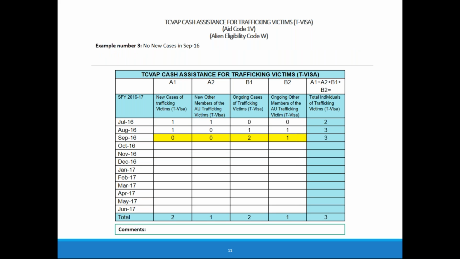Example number three, no new cases for September 2016. However, we have ongoing cases that continue to be eligible for TCVAP cash assistance. This information will be entered in the September 16 row. On column A1 and A2, enter zero because there are no new cases for this month. On column B1, enter two. That totals the number of ongoing cases from previous months. On column B2, enter one. That totals the number of ongoing other members in the assistance unit from previous months.